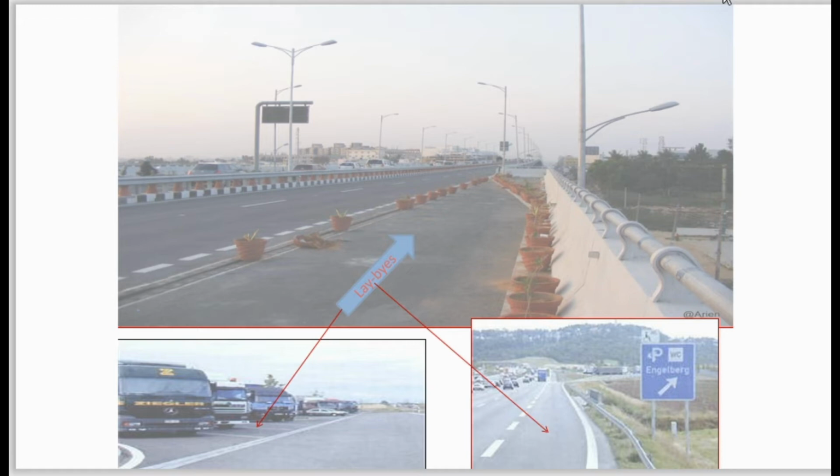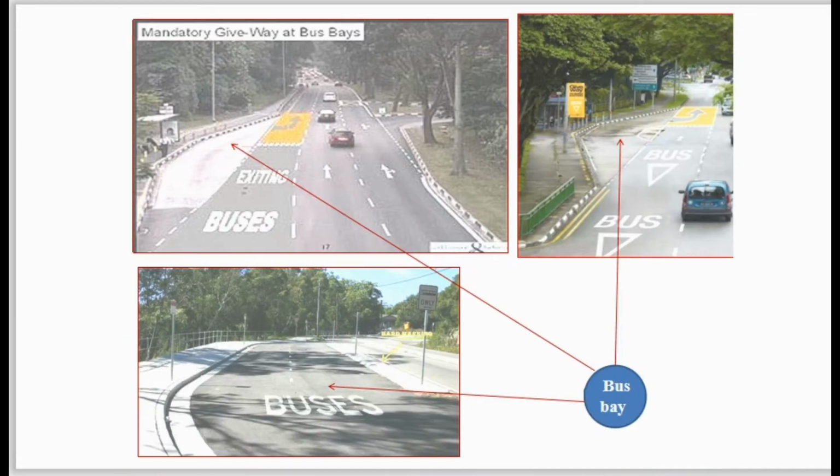As we can see from the figure, the provision of the lay bays. Next is the bus bay. They are provided by recessing the curb in order to avoid the conflict with the moving traffic, and it is located at least 75 meters away from the intersection. That means wherever there is an intersection, at a distance of 75 meters away from the intersection, these bus bays are being provided in order to avoid the conflict with the moving traffic.